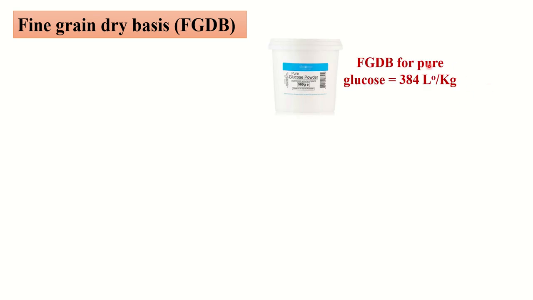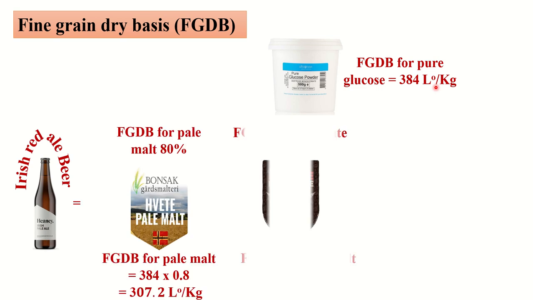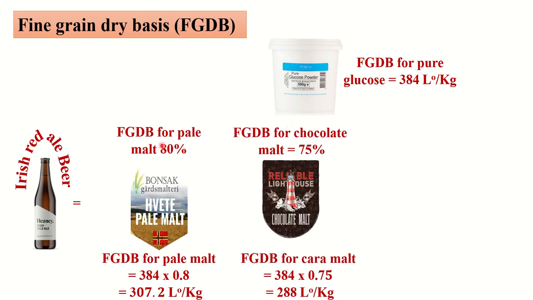Moving on to the FGDB calculation, some malting industries, as I said in the first few slides, reveal their FGDB in liter degree per kg. However, if it is mentioned in percentage, that's when we have to take help of pure glucose, because this is the reference with which the percentage needs to be converted into liter degree per kg. So for the Irish red ale beer, pale malt has 80 percent extractability. Multiplying 384 of pure glucose with 0.8, we get 307.2 liter degree per kg.